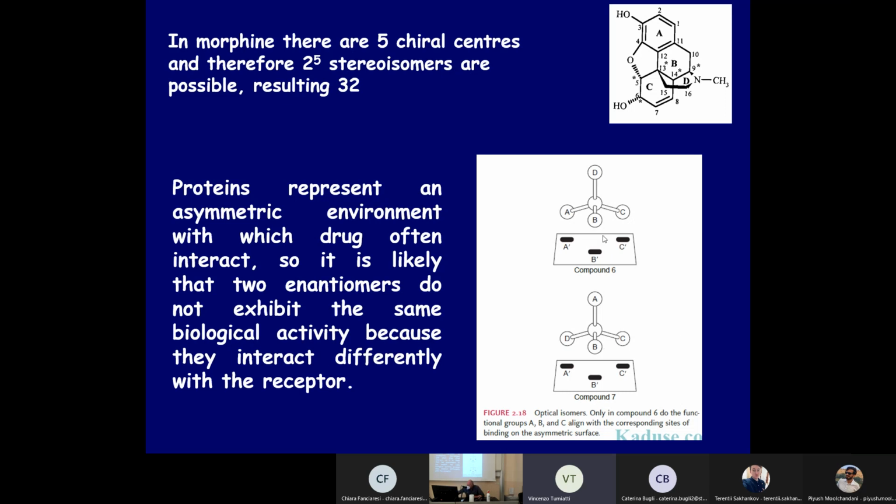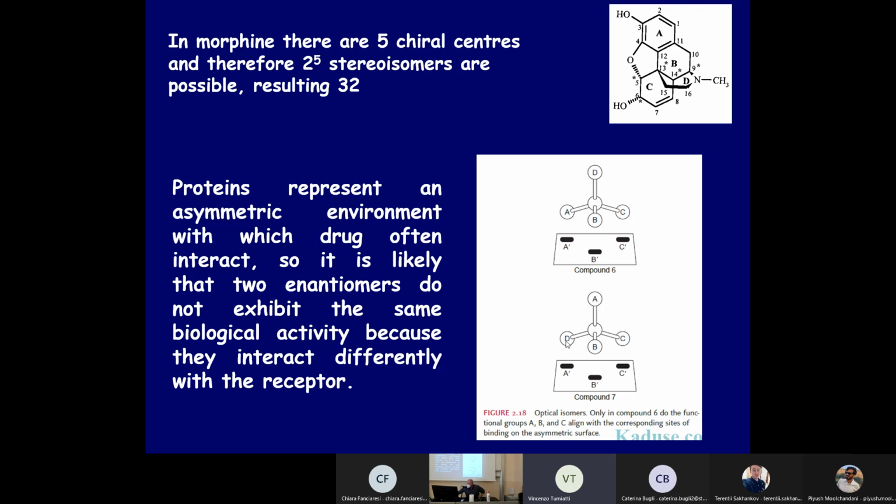You have here a picture. Molecule compound 6, you see A is able to interact with the A site, B with B, C with C. We have an optimal interaction of compound 6 with the target. What happens if we change the configuration of this carbon atom? We have the situation of compound 7.